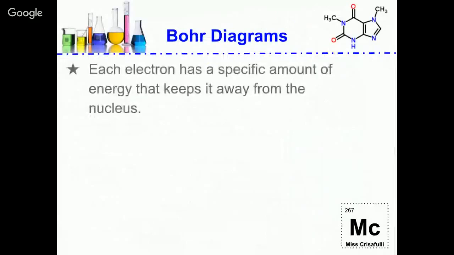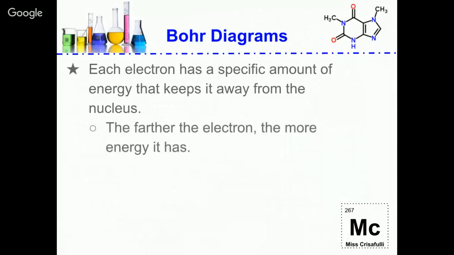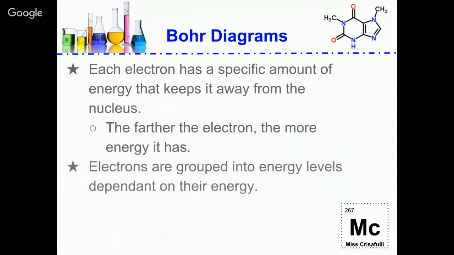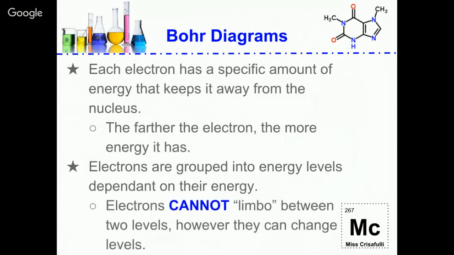So when you're drawing Bohr diagrams or analyzing Bohr diagrams, each electron has a specific amount of energy that keeps it away from the nucleus. The farther the electron is away from the nucleus, the more energy it has. Electrons are going to be grouped into energy levels that are dependent on their energy. And remember that electrons cannot limbo between two levels. However, they can jump from one level to the next.